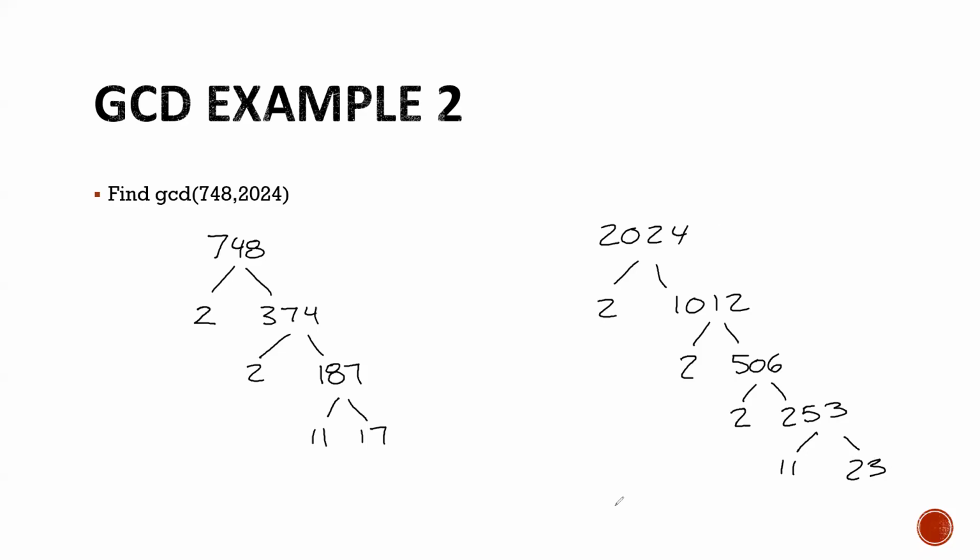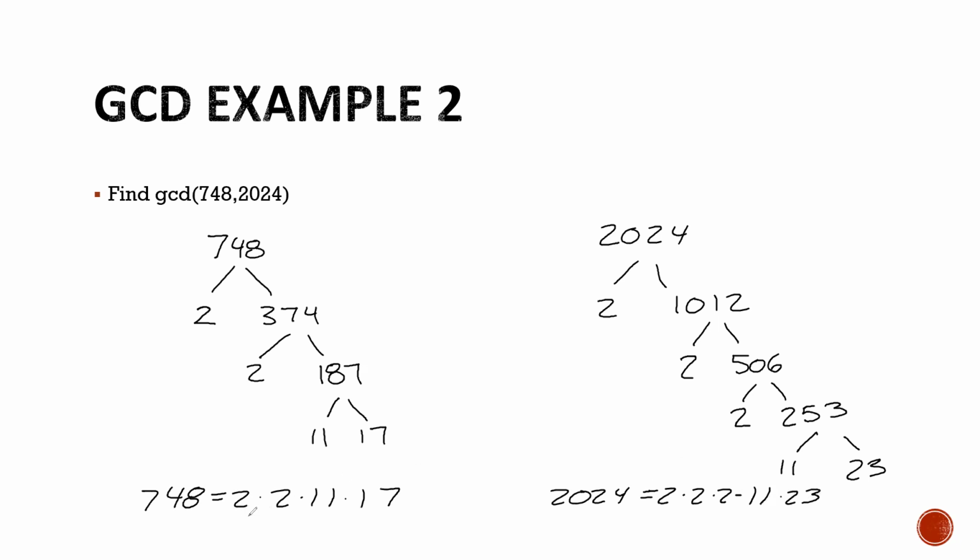So if you did the tree, you'd end up with something like this, which simply tells us that 748 equals 2 times 2 times 11 times 17, and 2024 equals three 2s. So I'm going to go 2, 2, 2, 11, and 23. And now I'm just looking for what they have in common.